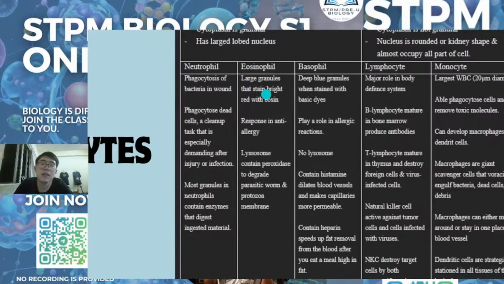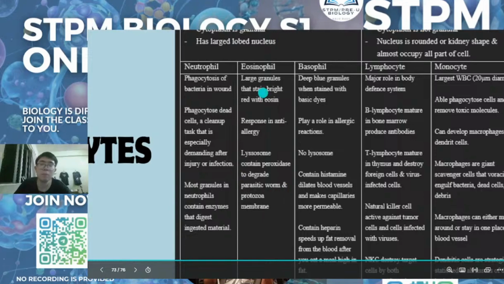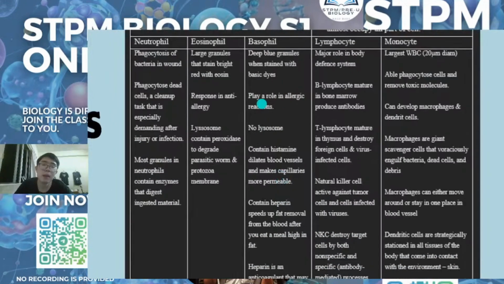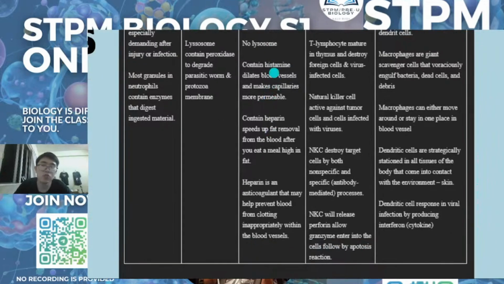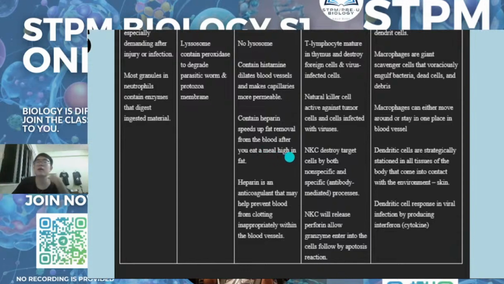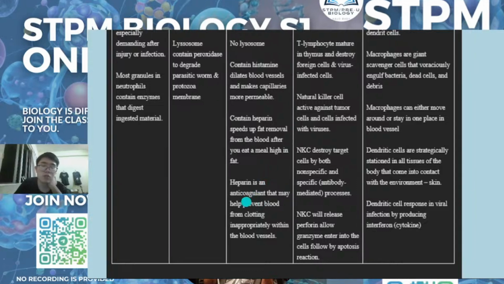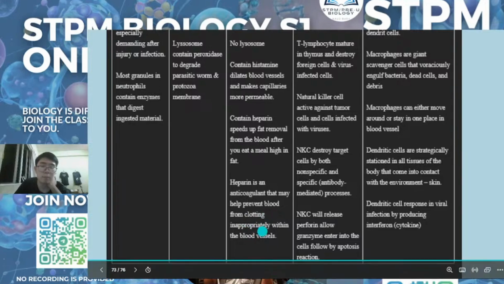And eosinophil normally responds in allergic reaction. It also contains lysosome to degrade the parasitic wall, protozoa, and protozoa membrane. So if there is a parasite or protozoa infecting our body, this white blood cell can play the role to protect us. Basophil also plays a role in the allergic reaction, but the main difference is it does not contain lysosome, but it contains two other substances called histamine and heparin. Histamine dilates the blood vessel and makes the capillaries more permeable, and heparin speeds up the fat removal from the blood after you eat a high fat meal. Heparin is also an anticoagulant that may help prevent blood from clotting inappropriately within the blood vessel.